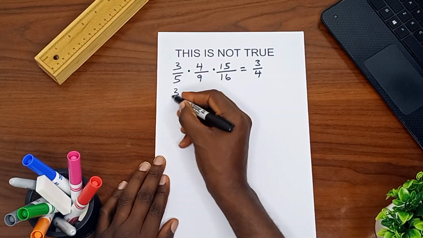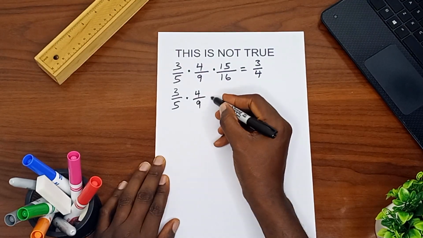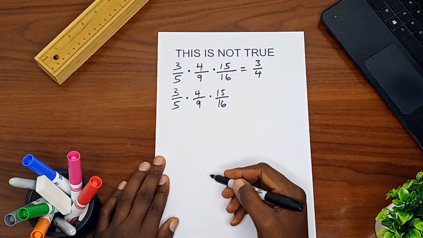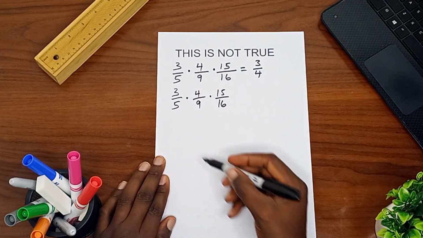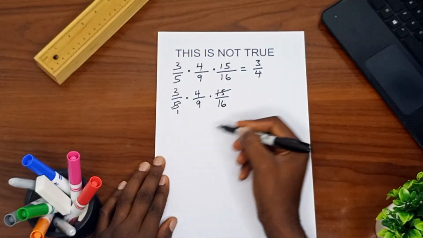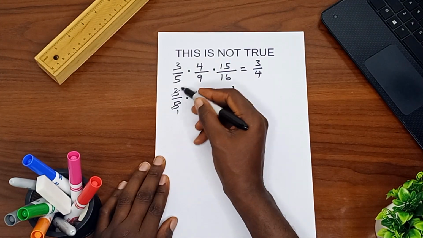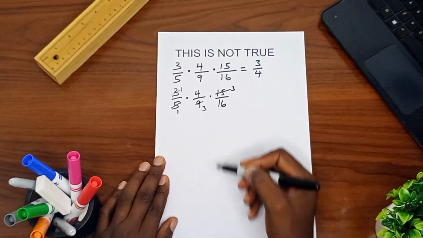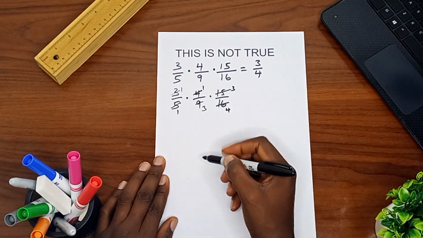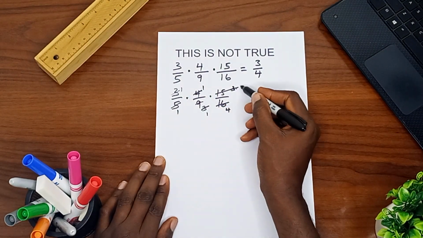We write 3/5 times 4/9 times 15/16. Then we start doing our cancellation. We can take this 5 to go with the 15. This goes once, this goes 3 times. Then we go to 3, divide by 3, 1, divide by 3, 3. Then divide by 4, 1, divide by 4, 4. So this 3 can also go with that 3, divide by 3, 1, divide by 3, 1.